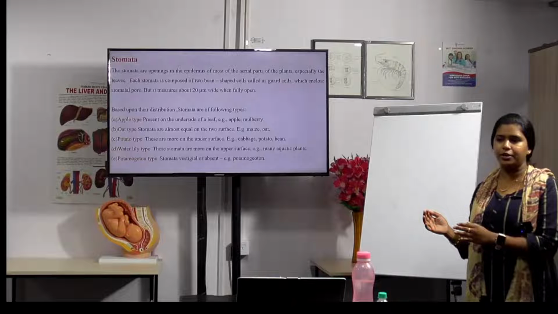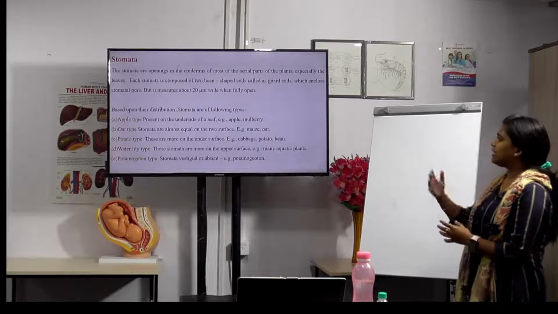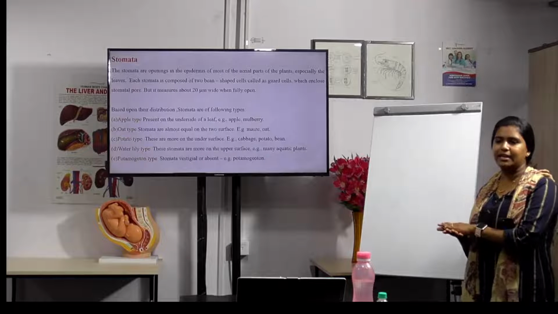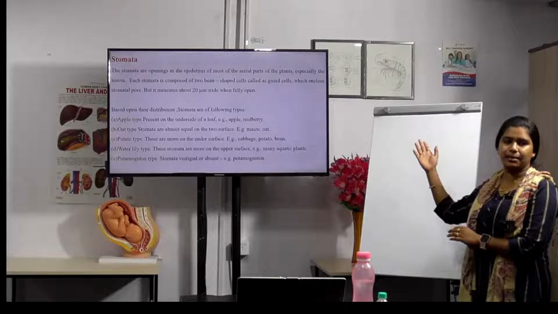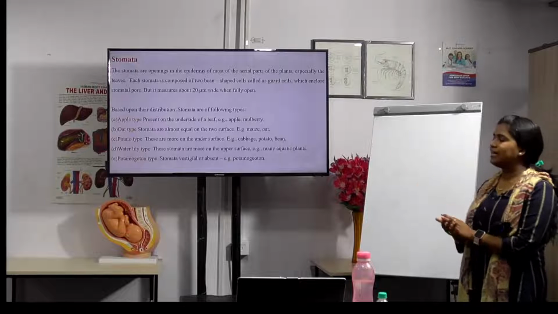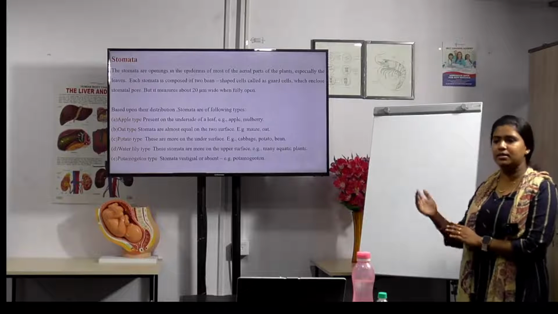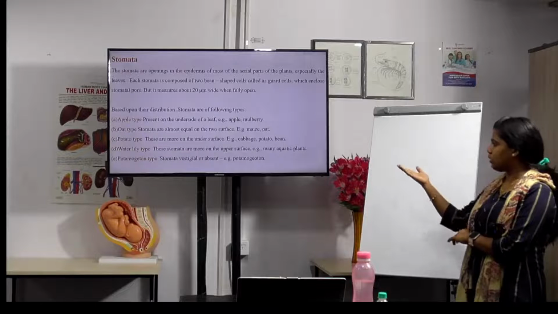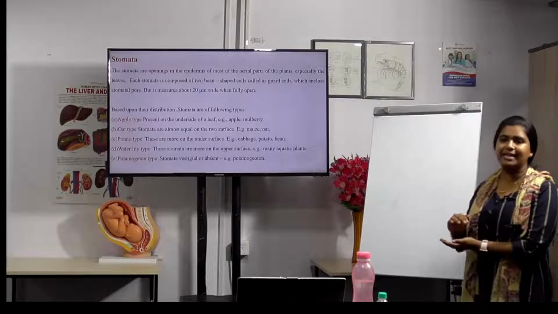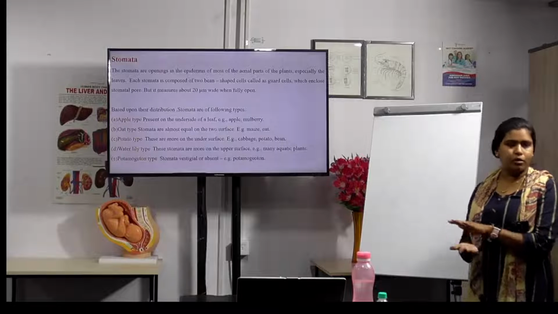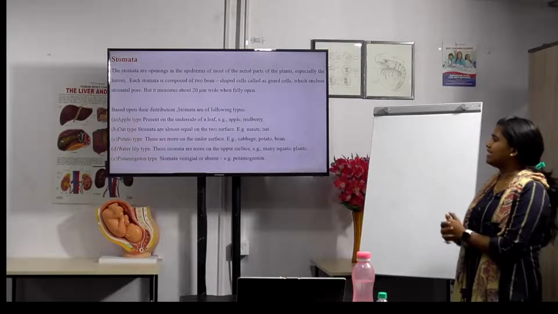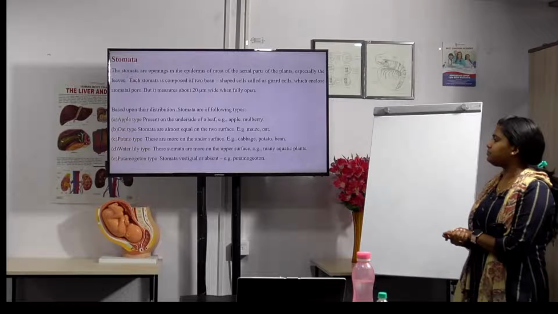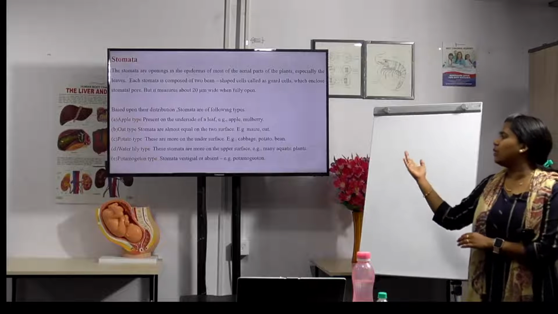Based on where the stomata are present, there are types. If present only underneath, that is called apple type, for example apple, mulberry. If present in equal parts on the surface, that is oat type. Potato type has more on the under surface; they are on both sides but more on the underside. Water lily type has most on the upper side, like many aquatic plants. Potamogeton type has stomata vestigial or absent.